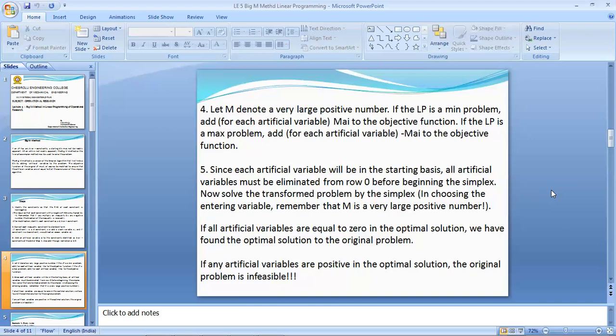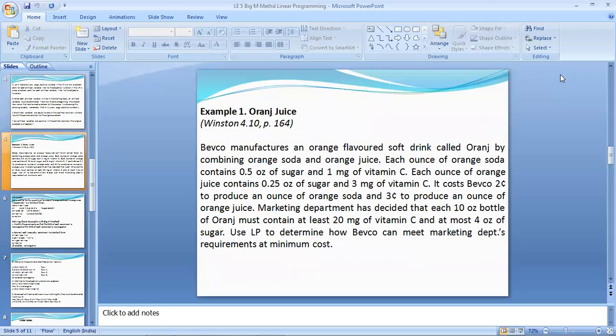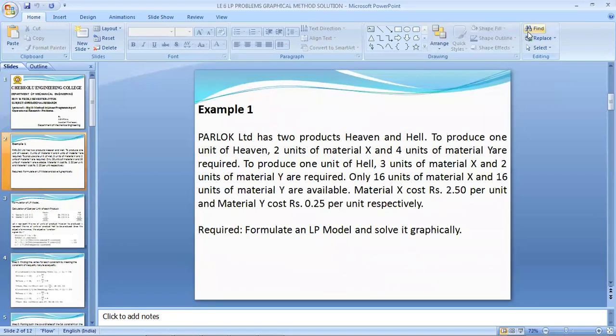If the artificial variables are in a maximization problem, we add the large positive number with the sign conversion, that is negative M into Ai. So these are the steps we learned in the previous class for solving problems with the Big M method. M is nothing but a very large positive number, and we solved the orange juice problem also in yesterday's class.